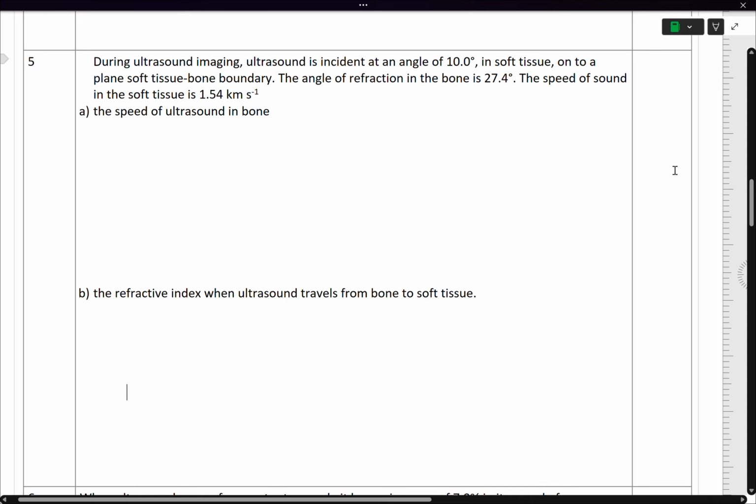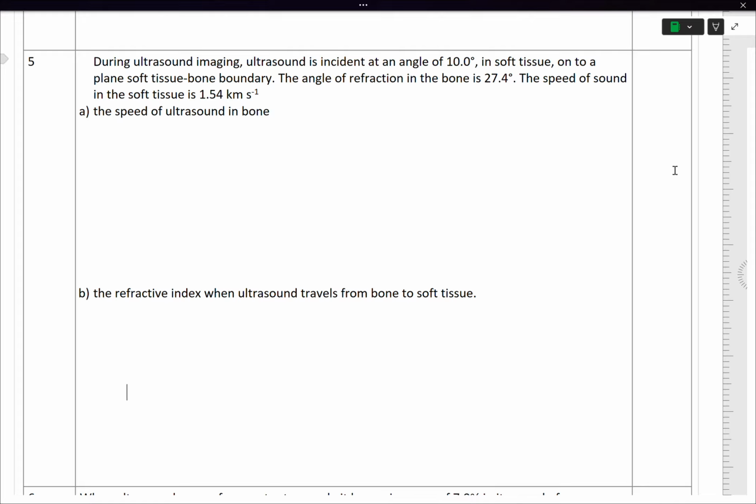Question 5. During ultrasound imaging, ultrasound is incident at an angle of 10 degrees in soft tissue onto a plain soft tissue bone boundary. The angle of refraction in the bone is 27.4 degrees. The speed of sound in the soft tissue is 1.54 kilometers per second. Find the speed of ultrasound in the bone.